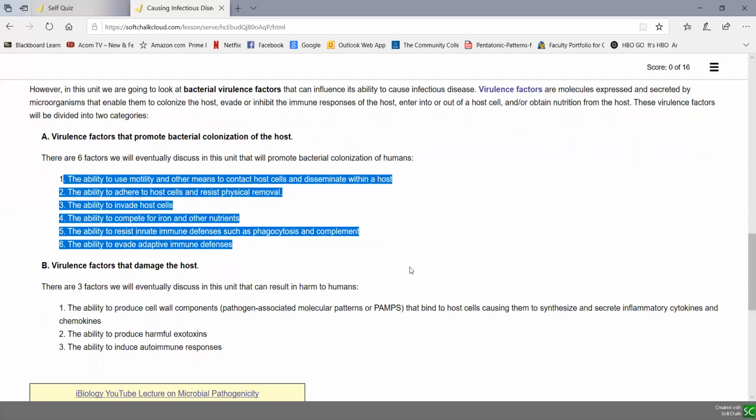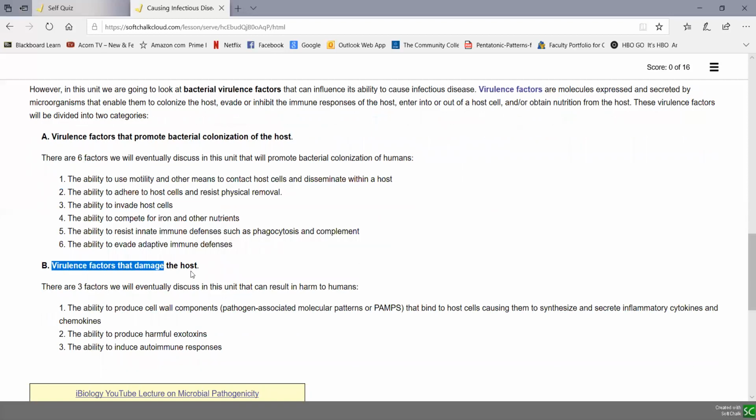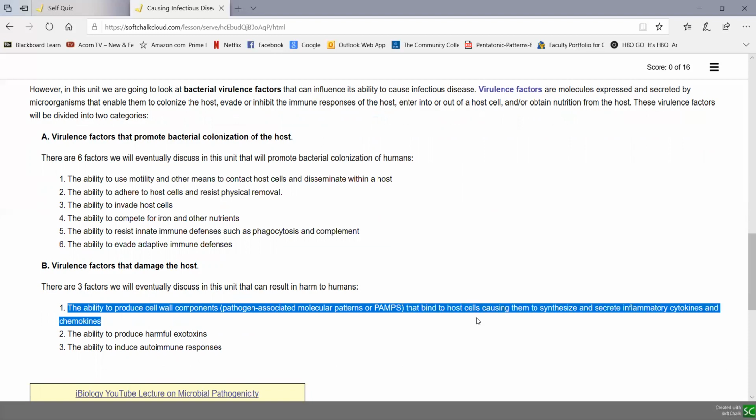And then the second part of Unit 3 is going to deal with virulence factors that damage us, the host. And we're going to divide those into 3 categories. We're going to look at the ability to produce cell wall components, or PAMPs, that bind to host cells, causing them to synthesize and secrete inflammatory cytokines and chemokines. And as we'll be seeing, the more bacteria we have, the more PAMPs they release, the greater chance that you're going to have excessive cytokine production, and the immune response is going to be harmful rather than beneficial. We mentioned that briefly in Unit 1 under a number of different structures that we looked at.